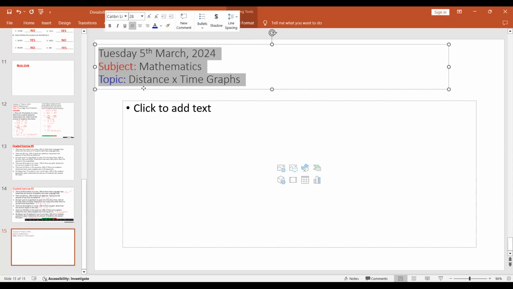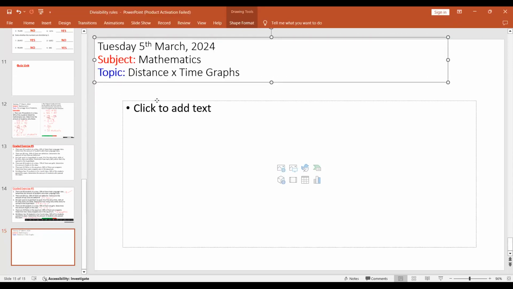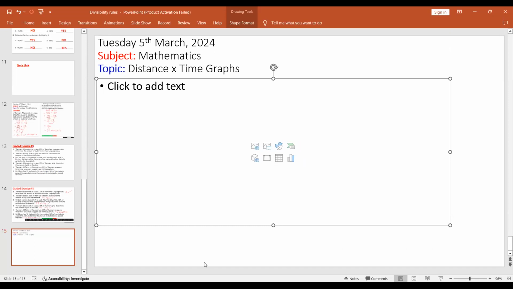Now, yesterday we learned some terminology for distance time graphs, and we're going to go over that first. That's the first thing we do, and then we're going to get into what we'll be doing for today.